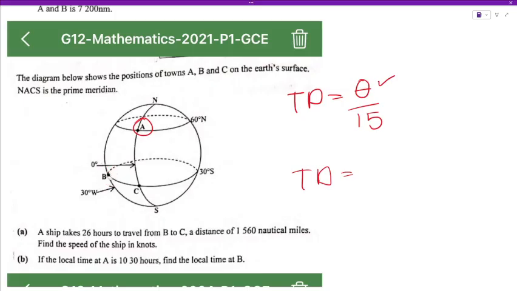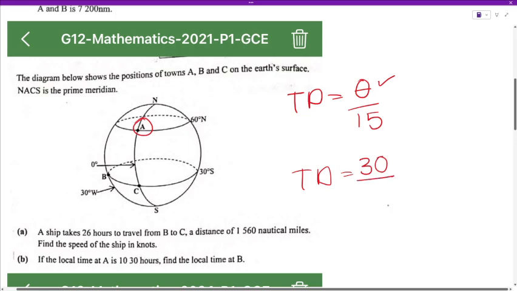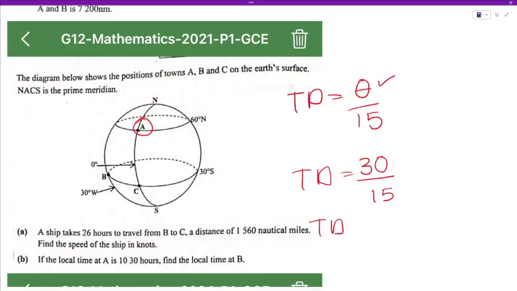Oh no, you don't simply subtract or add. You simply capture the coordinate for the other point compared to the one on 0 degrees. Okay, that is the key there. So automatically our theta is 30 degrees and then divided by what? 15. So the time difference therefore would be equal to 2 hours between A and B.